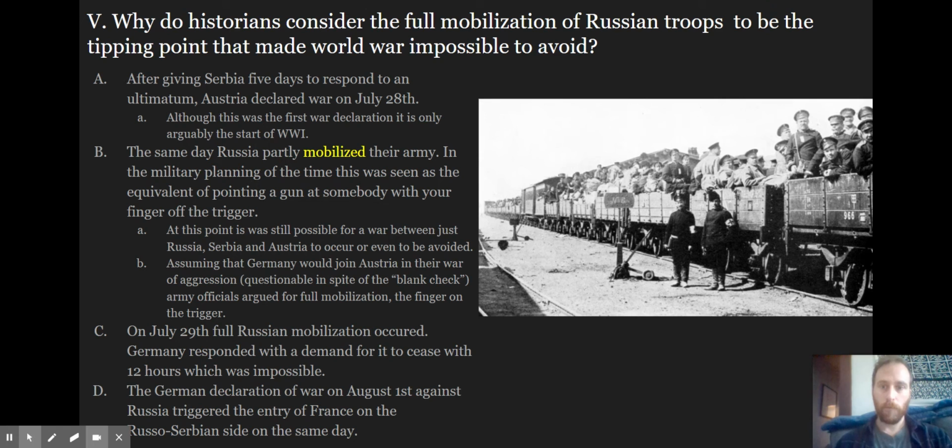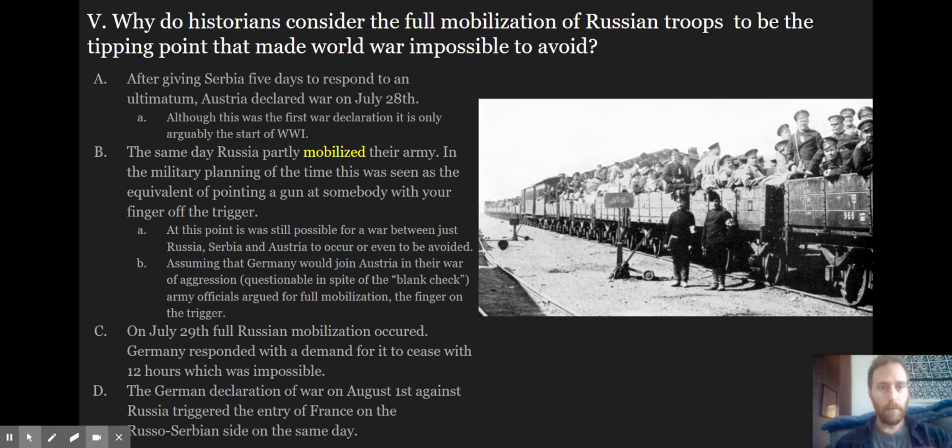Russian military officials disagree, and they basically convince the Tsar to fully mobilize and prepare to fight Germany as well, even though this is on July 28th, it's only Austria versus Serbia. We're not at World War yet. So Russia fully mobilizes on the 29th.